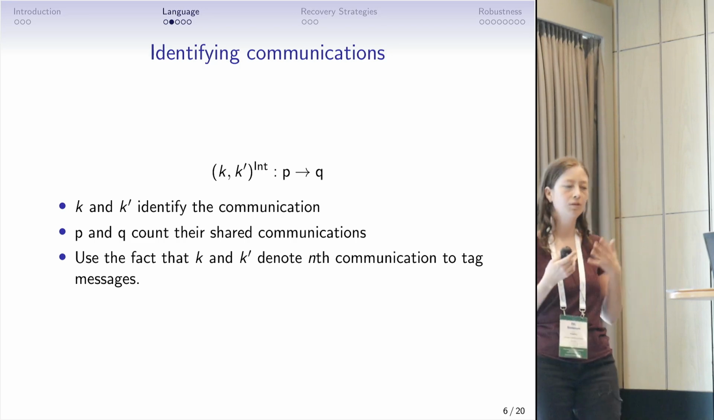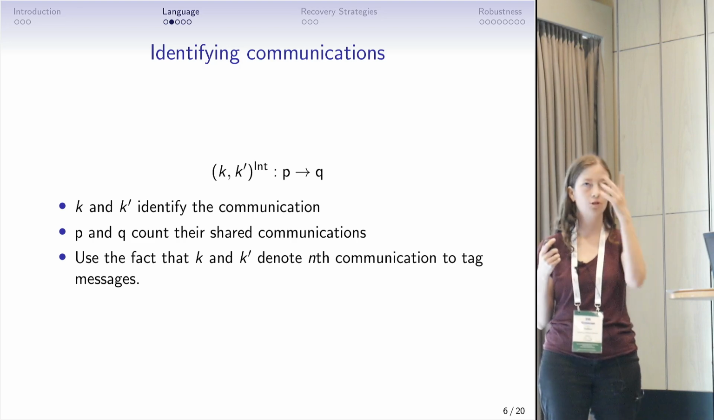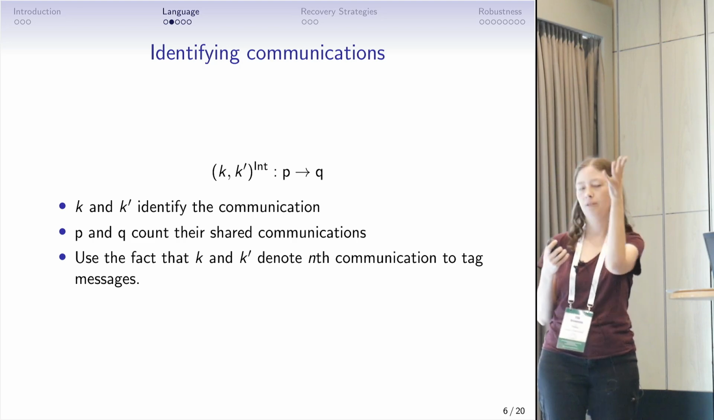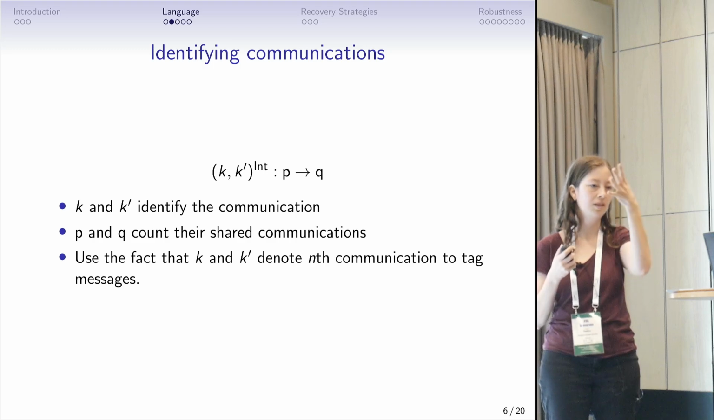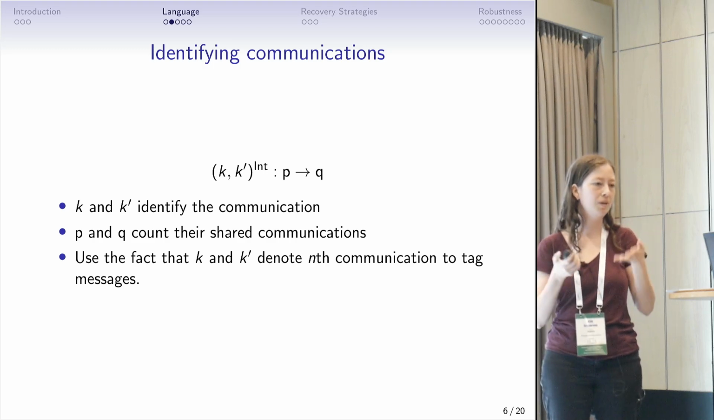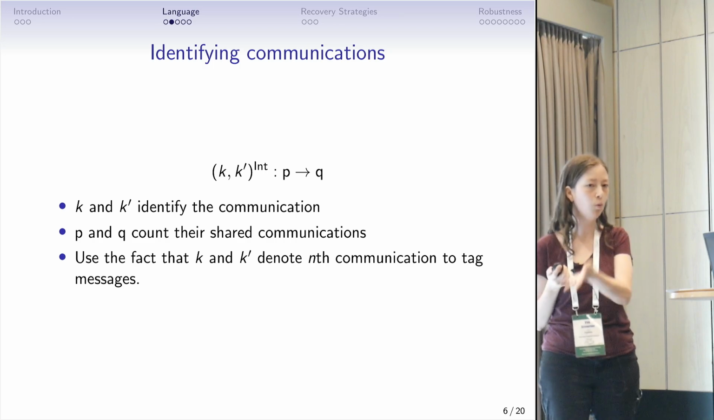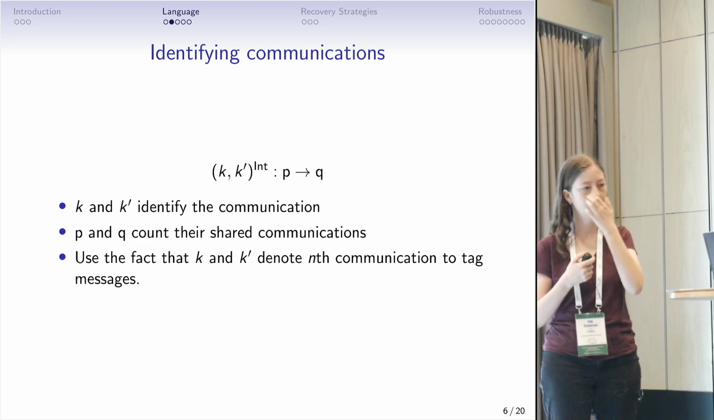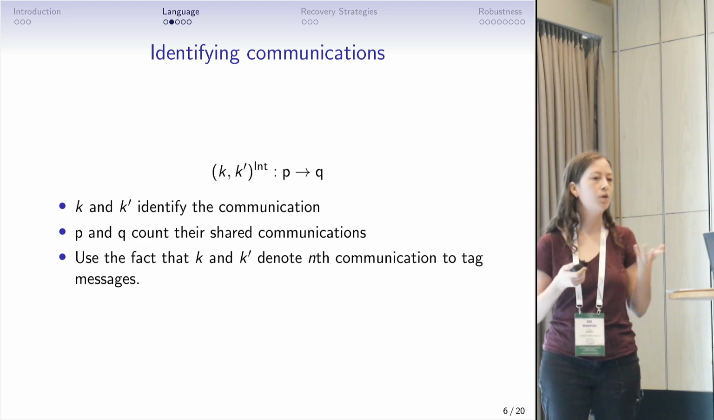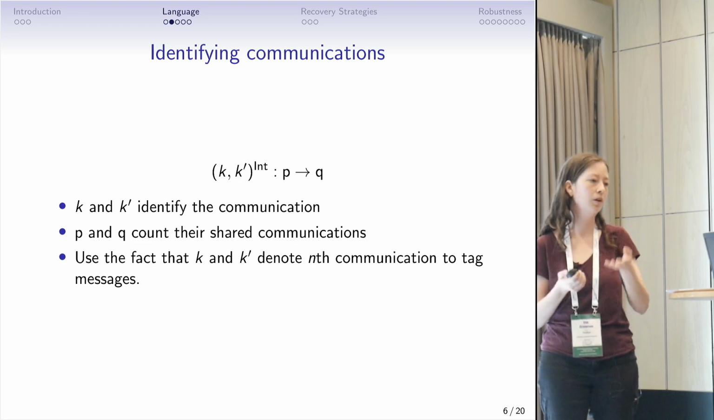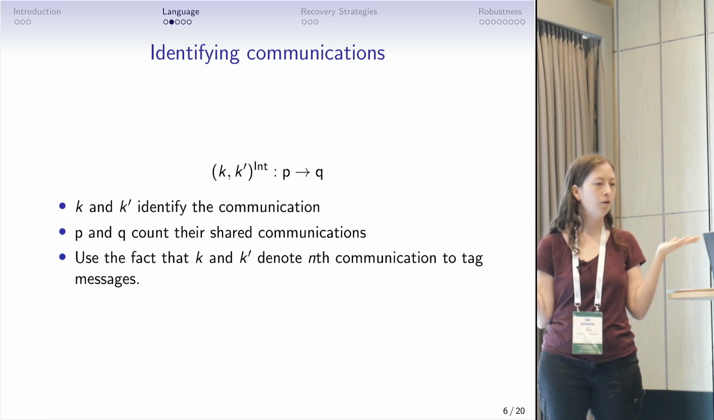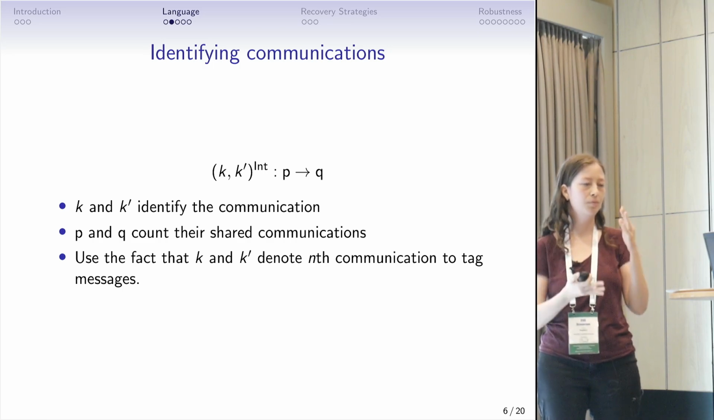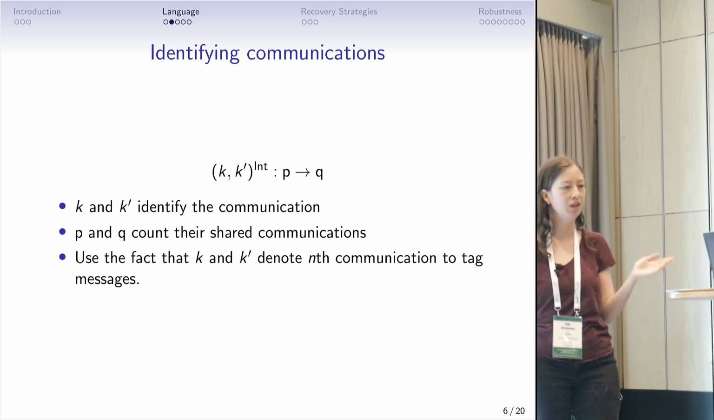What we do is that P and Q count their communications. K is the first; P knows that K is the first communication with Q. Q knows that K prime is its first communication with P. So when P sends something on K, it tags this with a 1, because K is the first communication, and correspondingly Q, when it's trying to receive on K prime, only looks at messages that are tagged with 1 and are from P. That is how we avoid any mix-ups where P and Q disagree on which communication is which.